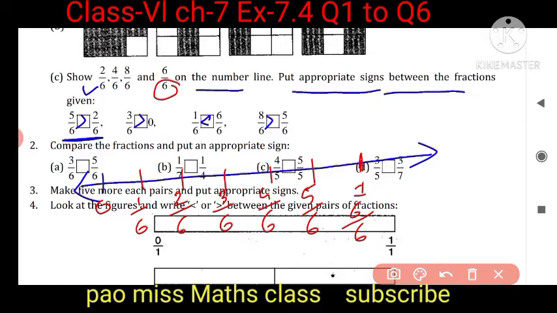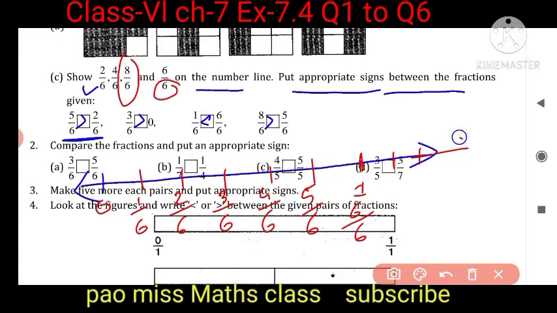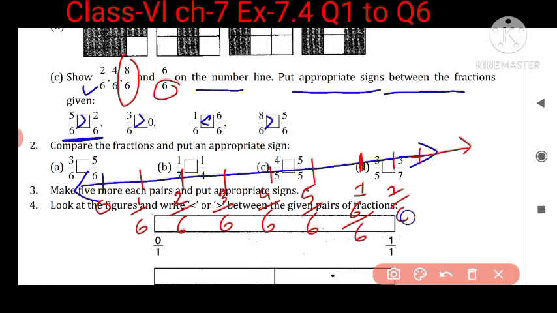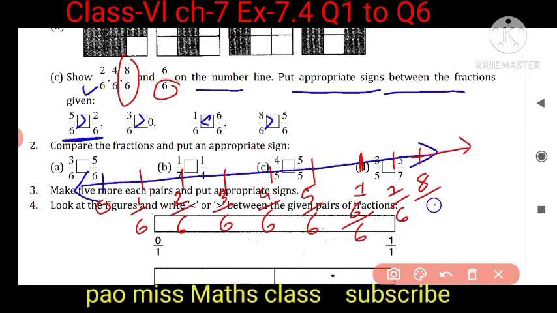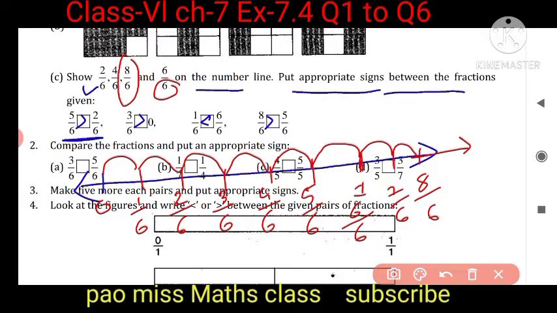But here we have 8 upon 6 also. So this 8 upon 6 will increase here. You have to extend this number line like this. So here it will come 7 upon 6 and next will be 8 upon 6. And we know that this distance should be equal. So use your scale and draw it neat and clean. This distance should be equal.